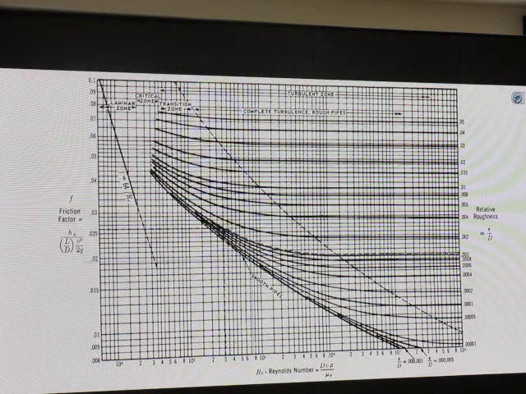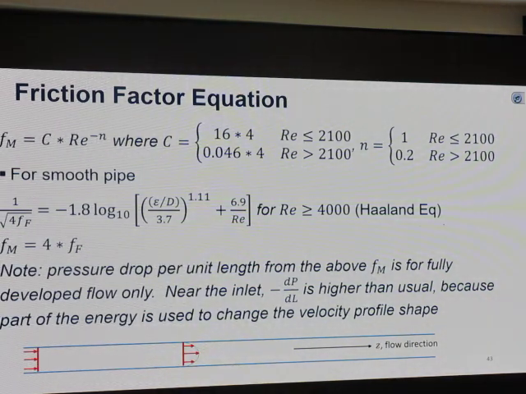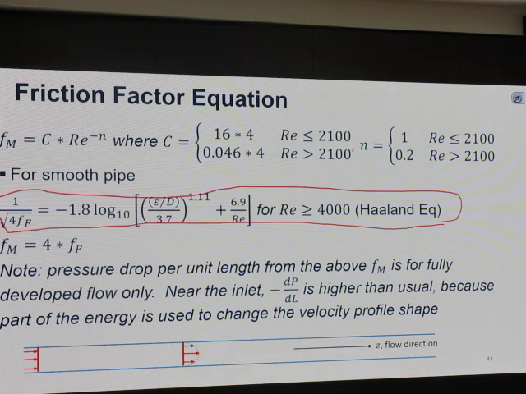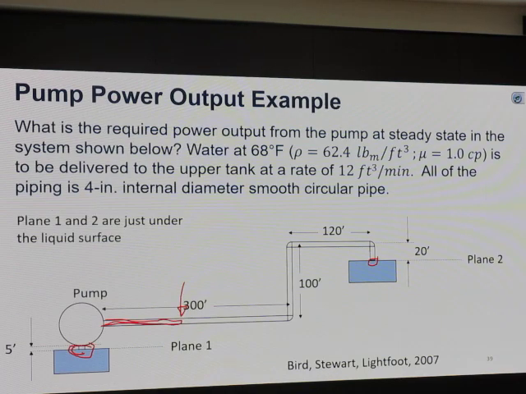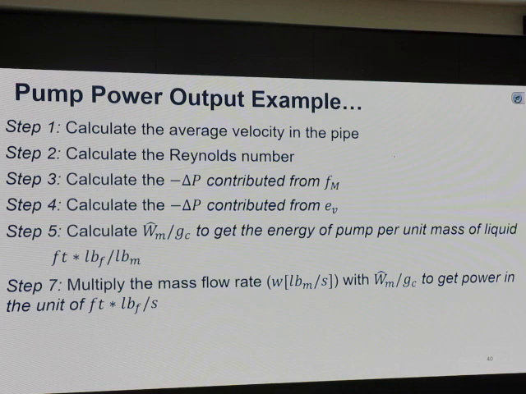Alright, you know how to use this chart, correct? We have relative roughness. The equation that you should write in the information sheet is this equation. Keep in mind that F sub F is the Fanning friction factor, but the equation given to you earlier is F sub M, the Moody friction factor. If you get the Fanning friction factor, multiply by 4 to get the Moody friction factor.